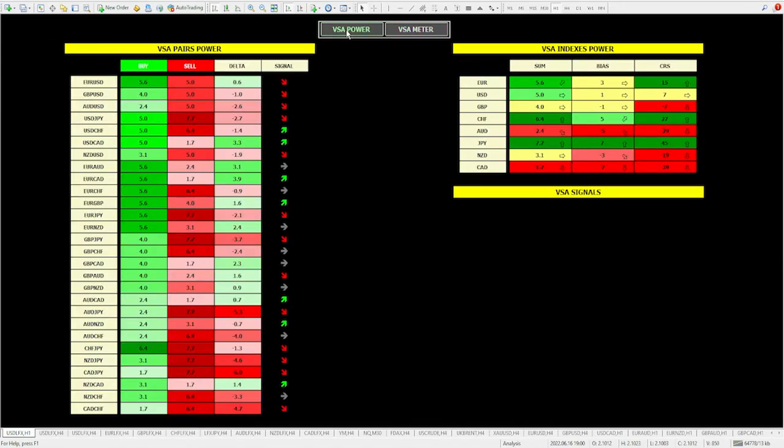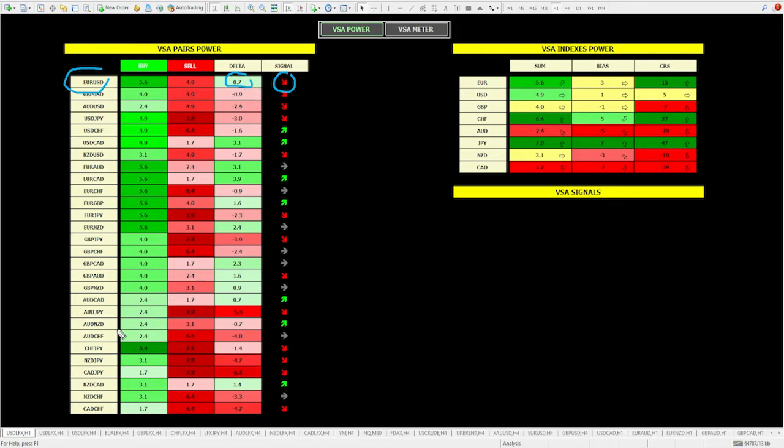Also, we provide the VSA power meter here. So if you look at this one, you can see euro dollar, okay? It's giving you if it's a buy or a sell right now. The strength of the buy is 5.6, the strength of the sell is 5. So the delta is 0.4, but the signal is going down. So basically, euro dollar is kind of ranging a little bit because this number is not too big.